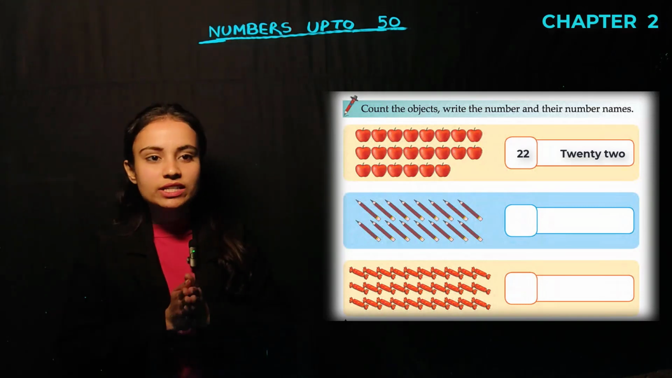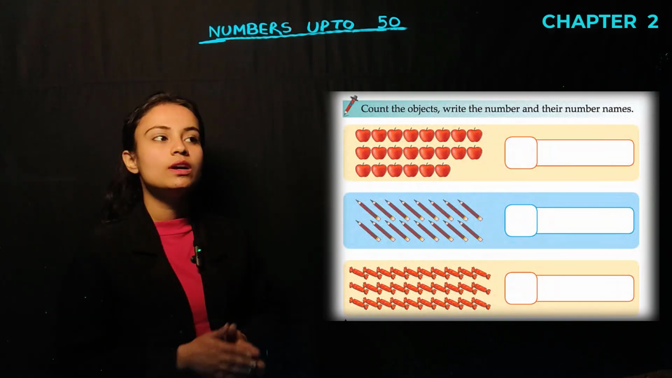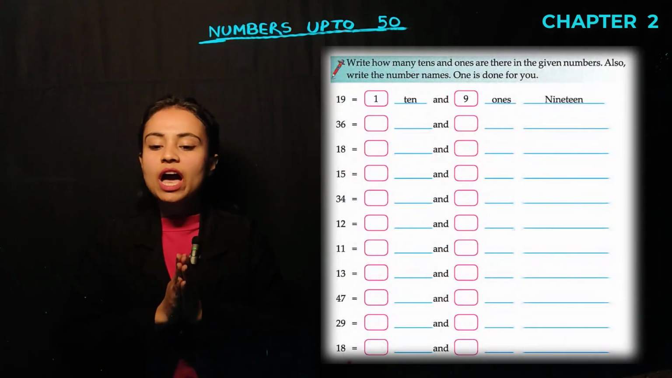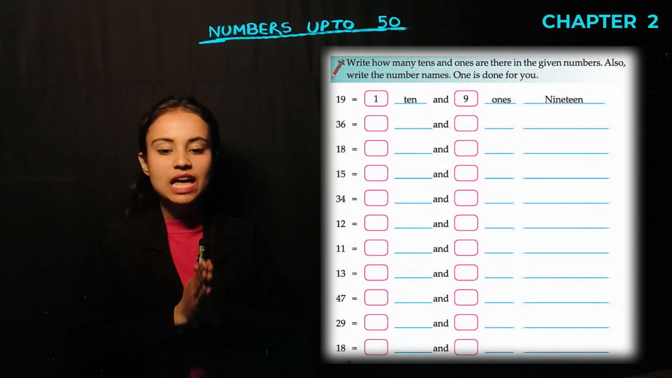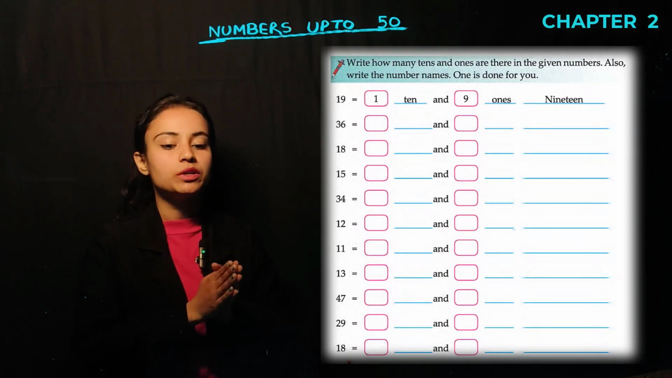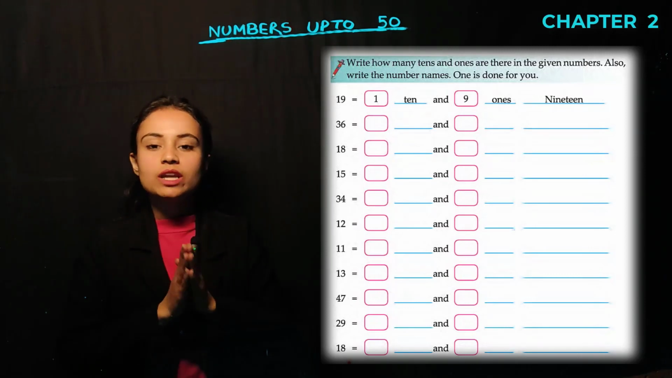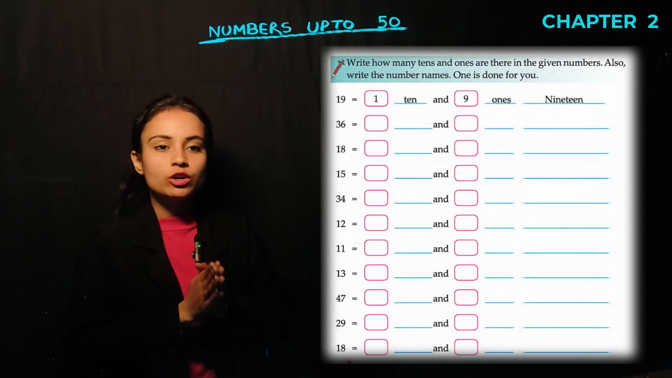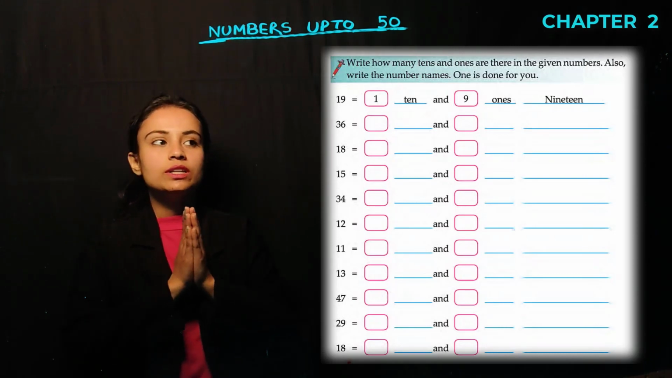If you have any doubt, you can refer to your teacher. In the next question, we have to write how many tens and ones are there in the given numbers. Also, write the number names. One part is already done for you. Let's see the first part.